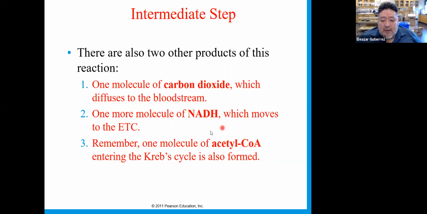So we end up with an acetyl-CoA, and from that acetyl-CoA, we end up harvesting one NADH. What is that? That's right, high energy electrons. And once those high energy electrons get harvested from that carbon, the carbon dissociates from the pyruvate to yield carbon dioxide. Okay? Now, you have to keep something in mind.